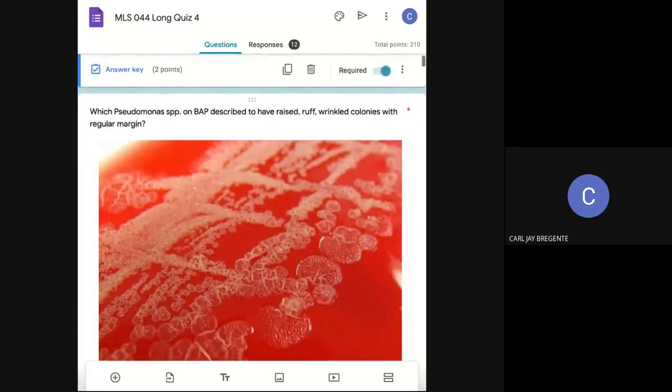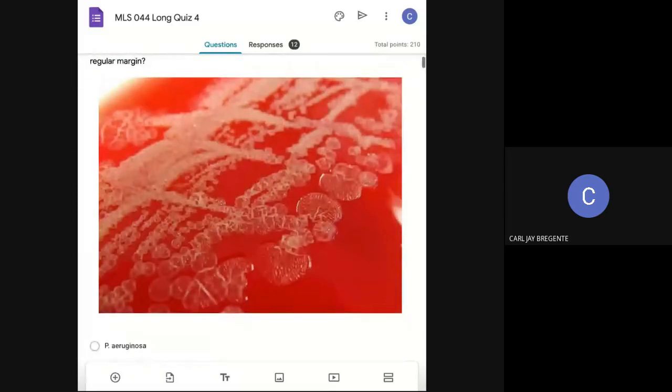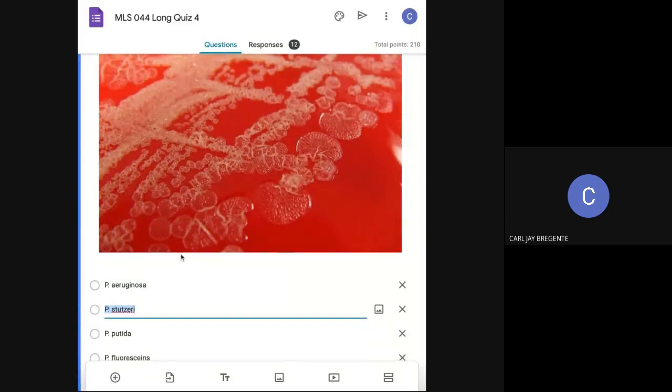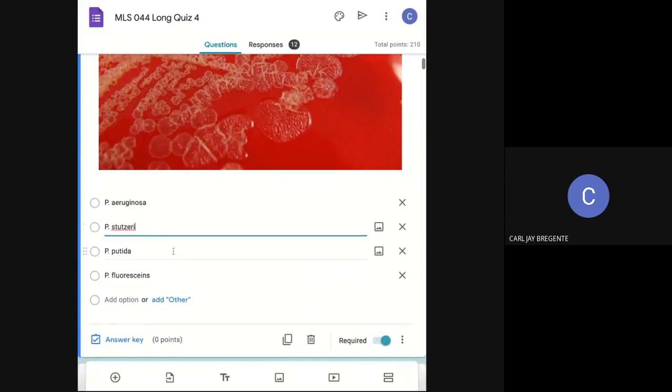This one, Pseudomonas species on BAP described to have raised, rough, wrinkled colonies with regular margin. This one is a general characteristic of your Pseudomonas stutzeri. Basta mga wrinkled colonies class Pseudomonas stutzeri na siya. Ano siya na answer?